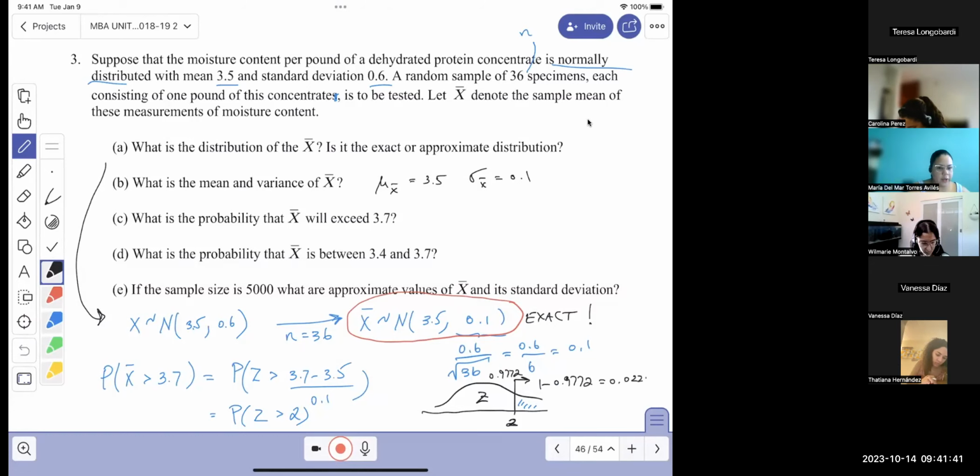Right. And like I said, it was going to be about 2.5%, because 5% would have been the outside, and then half of 5% is 2.5%. Those are roughly approximates if you're using the 68, 95, 99.7% rule. But here we're getting more precise. So that's the answer.